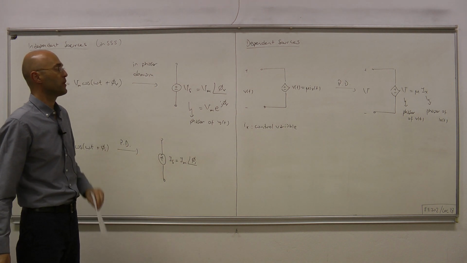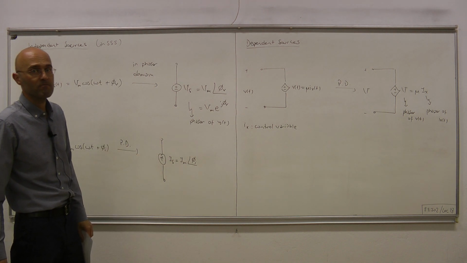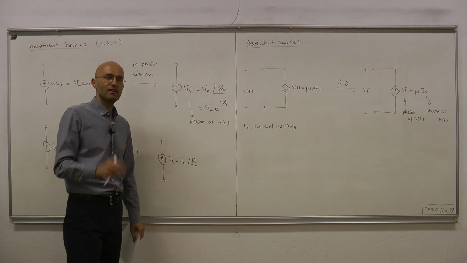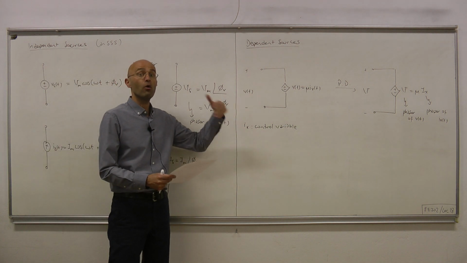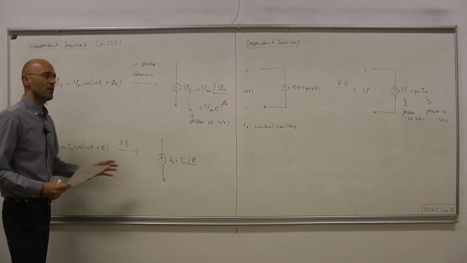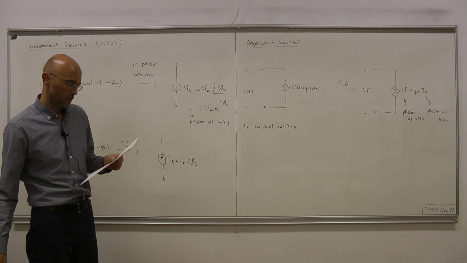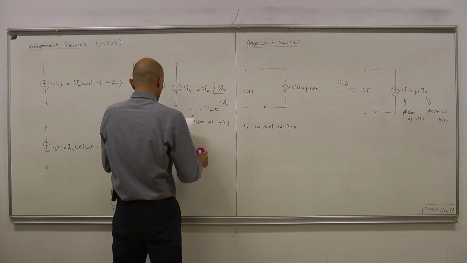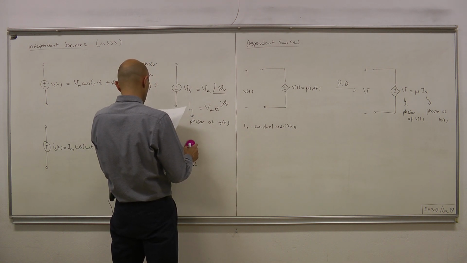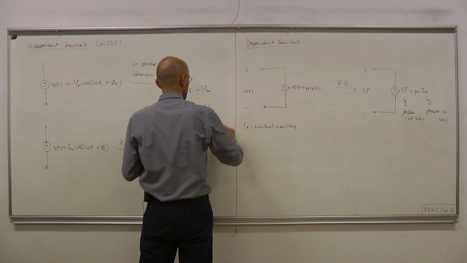So in particular, whenever you have an algebraic equation in time domain, like the resistor or the dependent source or ideal transformer, the equation directly carries into the phasor domain without any alteration. Okay, how about the coupled inductor?